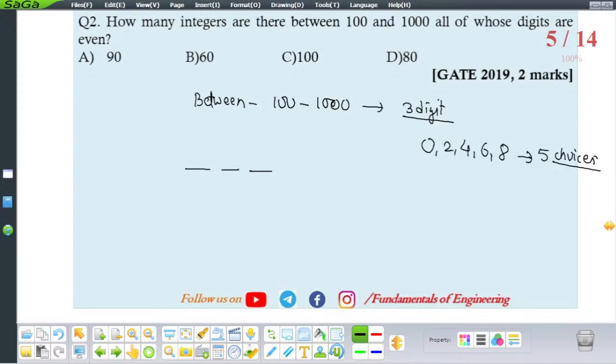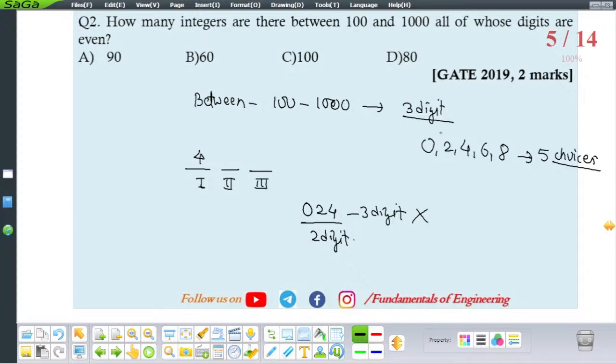Now among these 5 even digits, we can't use 0 at the first place, because if you use 0, this will not be a 3-digit number. It will become a 2-digit number, and we have to form numbers from 100 to 1000. So how many choices can we get at the first place? 4 at the first position.